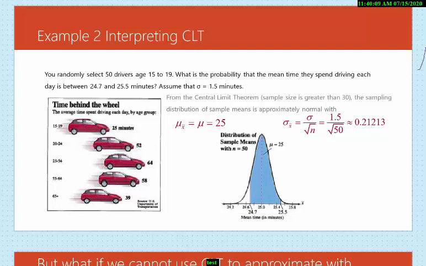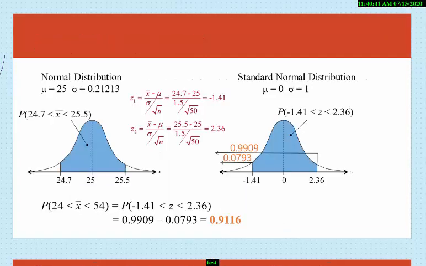Okay, so we have already the mean of the population, the initial population, and this is the information that we get. Now, what do we want to do? We want to find the probability that the mean time is between 24.7 and 25.5. This is what we want to calculate. How do we calculate that? Well, in order to calculate that, what we need to do is consider again the translation formulas.